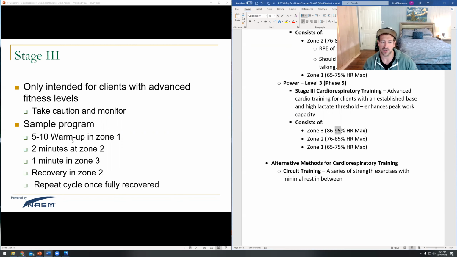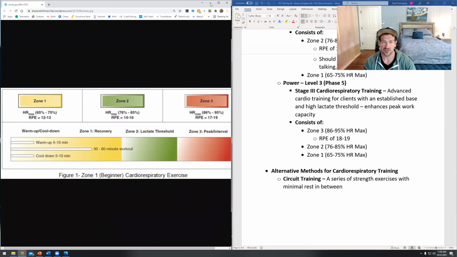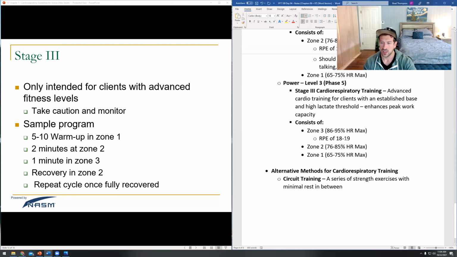So you might warm up for 5 to 10 minutes in zone 1, take yourself up into zone 2 for about 2 minutes, and then try, if you can, to do zone 3 for a full minute, but most people will not be able to even do it for that long, and then recover in zone 2. This is what we refer to when we consider high intensity interval training, or HIIT, right? So that's an RPE of 18 through 19, or I guess 17 to 19. That's a really high RPE there.